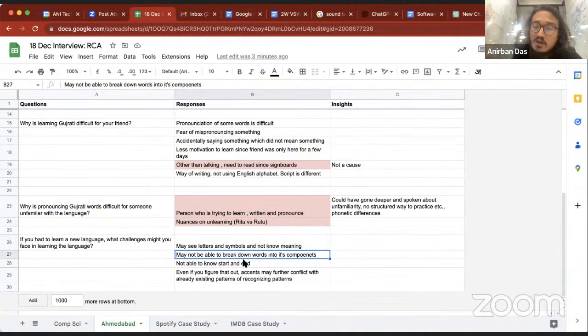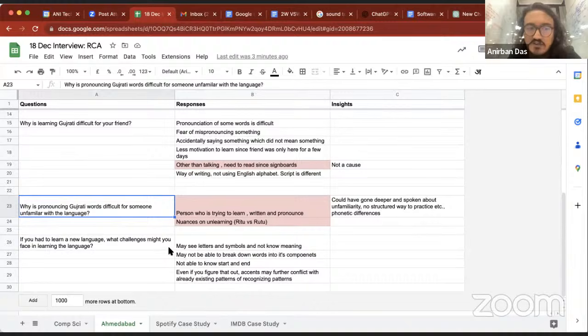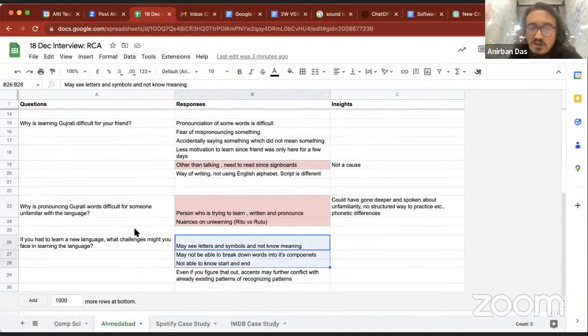Not being able to break down words into their components. These components are exactly the consonants and the vowels which have the sounds. So I think you were able to come up with this as well. Not being able to know when to start and end after hearing people. That was again a very good point. So I think all of these potentially you could have answered in this question itself, but you were able to do it when I asked the follow-up question.